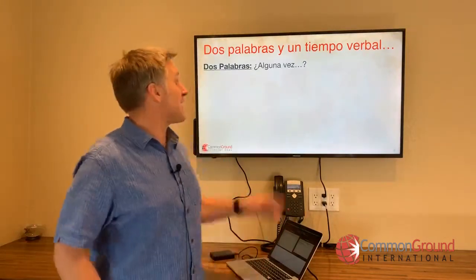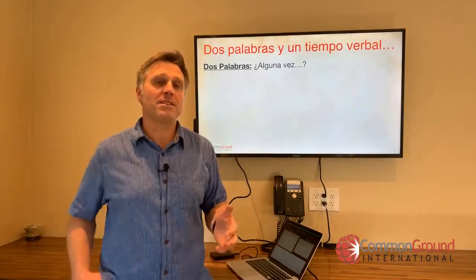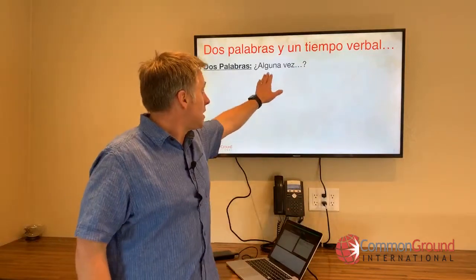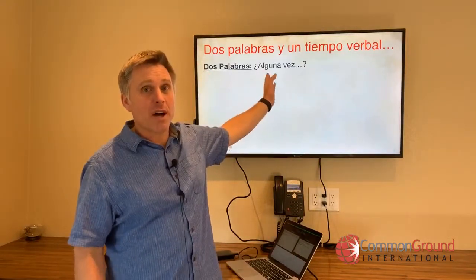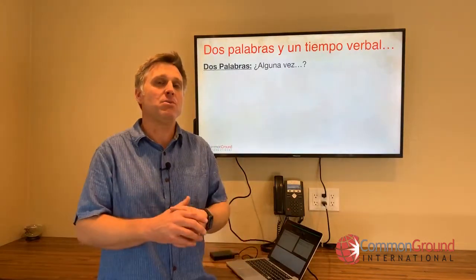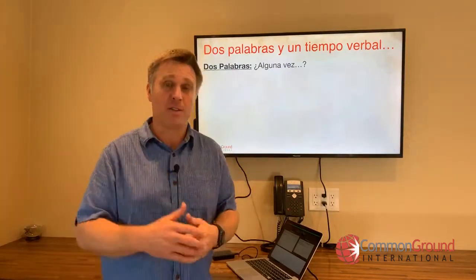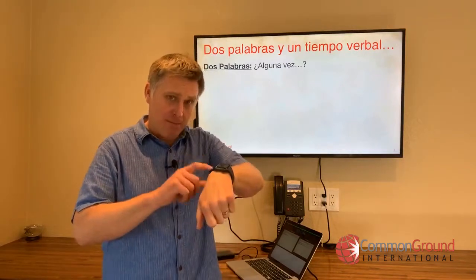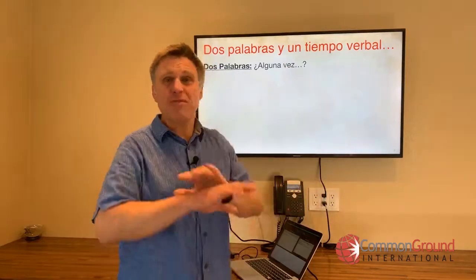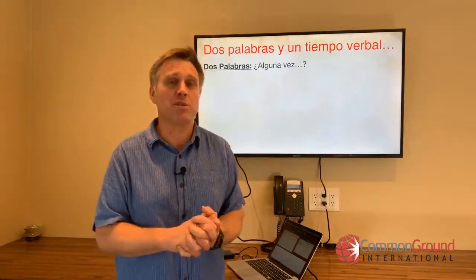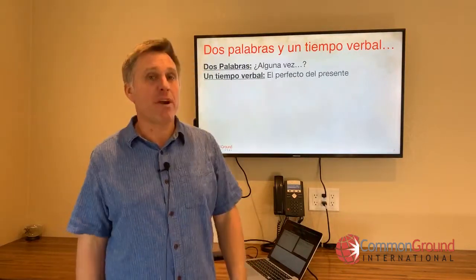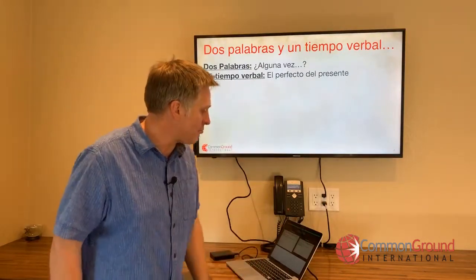First of all, las dos palabras, alguna vez. Alguna vez is the best way to say, have you ever? And what it literally means is any or some or ever a time. Vez is the word for time. When you're talking about occurrences with patients, not time like hours, but occurrences, you're always going to use vez. You would never use tiempo. That just doesn't work in Spanish. It's only vez. So, alguna vez, and then el tiempo verbal is the perfecto del presente.